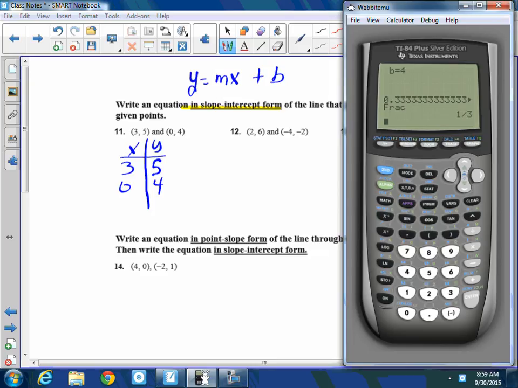So what's my equation over here? Y equals what? 1/3 x plus 4. Okay, the other two on your own. Go. Before we do our family challenge, I want to do our family challenge.